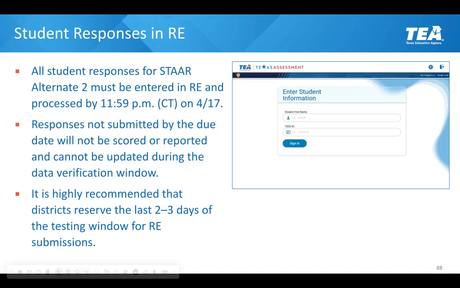And for scoring, once you fill out your answer document, you and your CTC will decide who will enter the students' answers into the RE, which is the response entry side of Cambium. Responses must be submitted no later than April 17th at midnight. Responses not submitted by the due date will not be scored or reported. So it's highly recommended that we start days before the testing window ends to make sure that all of our responses are entered.